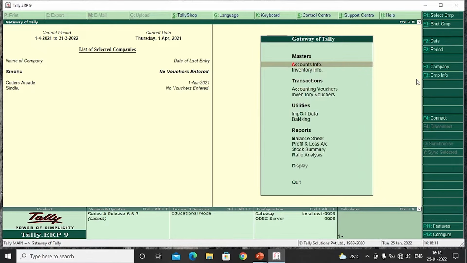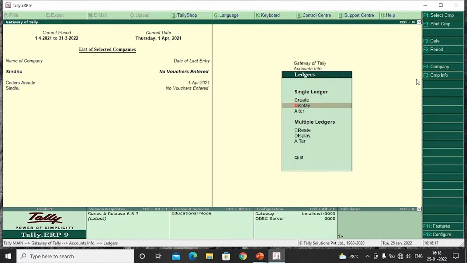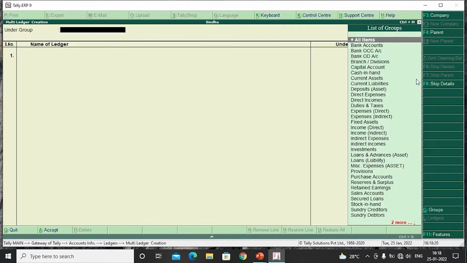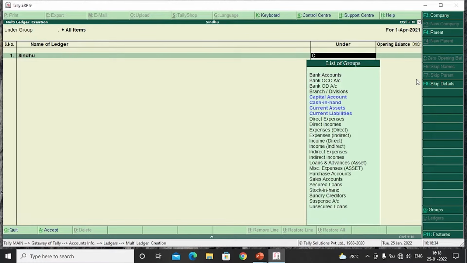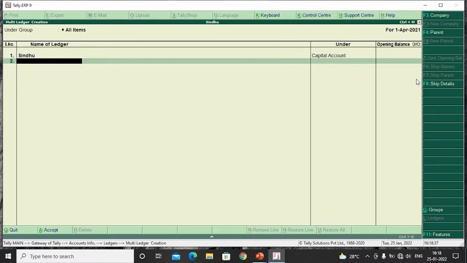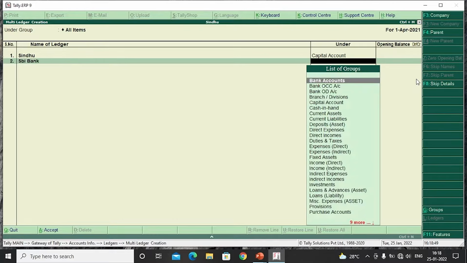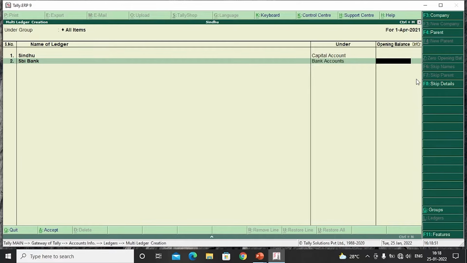So next press escape, and in Gateway of Tally go to accounts info, ledger, multiple ledger, create, and press enter. Now Mrs. Sindhu started a new business with 5 lakh rupees. Enter the name Sindhu. Sindhu comes under capital account. She opened an SBI account with opening balance 1 lakh rupees. So ledger name is SBI Bank. It comes under bank account, and opening balance is 1 lakh rupees.